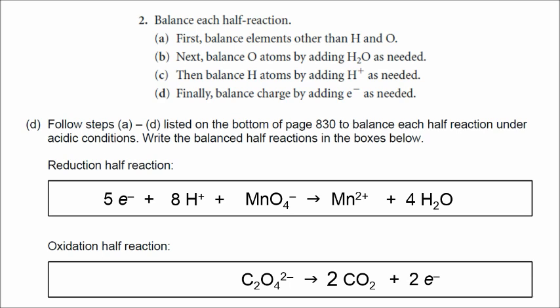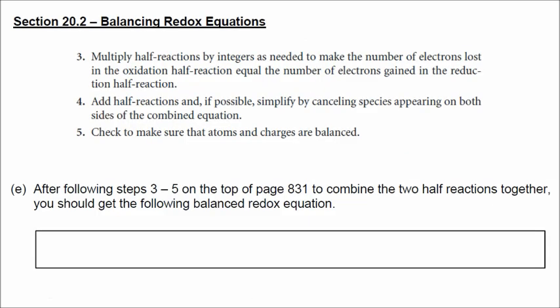Before we can add these half reactions together, we will have to multiply the reduction half reaction by 2 to get 10 electrons, and we'll have to multiply the oxidation half reaction by 5 to get 10 electrons. So following these steps, multiplying the half reactions by whatever is needed to make the number of electrons lost equal to the number of electrons gained, then we can add these half reactions together and, if possible, cancel any species that appear on both sides of the equation.